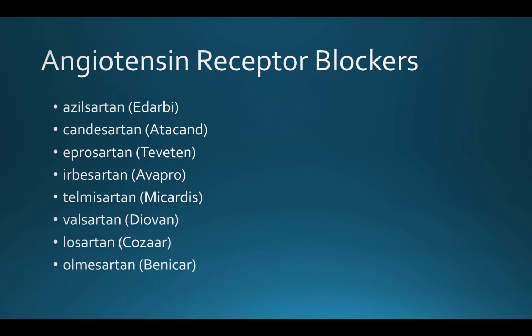ARBs, I'm not going to spend a ton of time on these. Remember the last part of the word, sartan, for all the generic names. That's pretty easy to remember, I think. Most common: Diovan, Cozaar, Benicar, maybe Avapro I've seen periodically. Micardis, Atacand, rarely. And honestly, Edarbi and Teveten I haven't seen used at all.